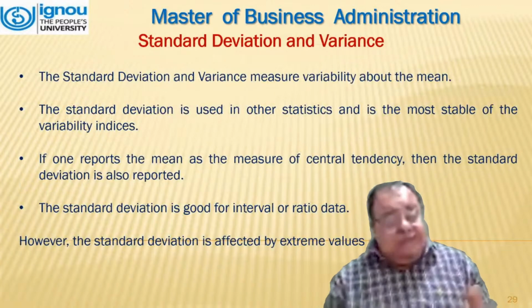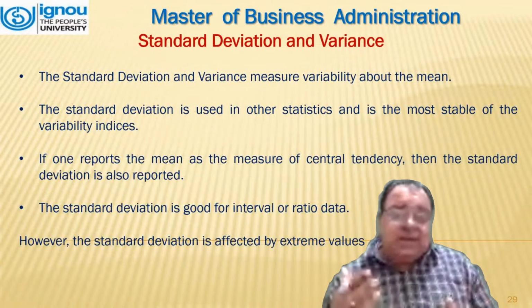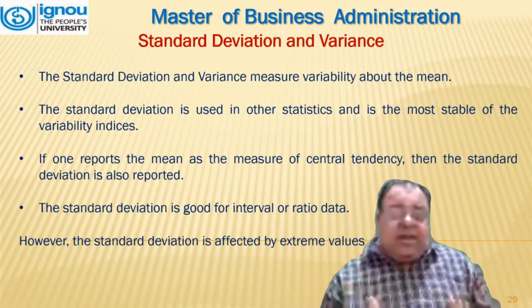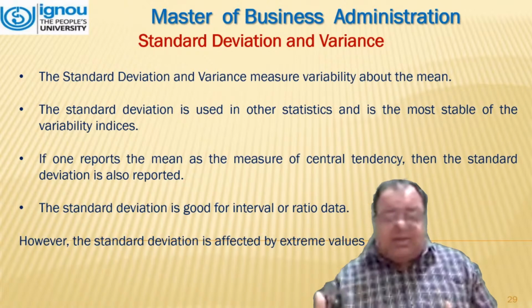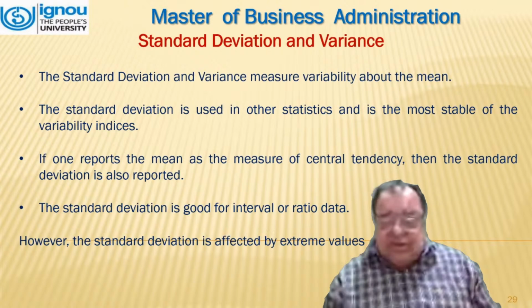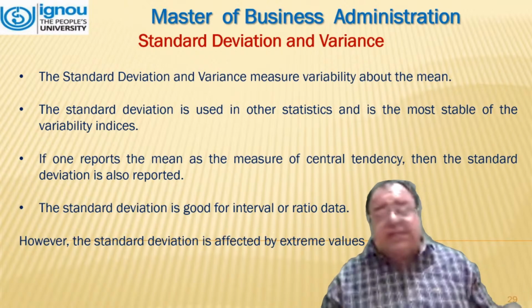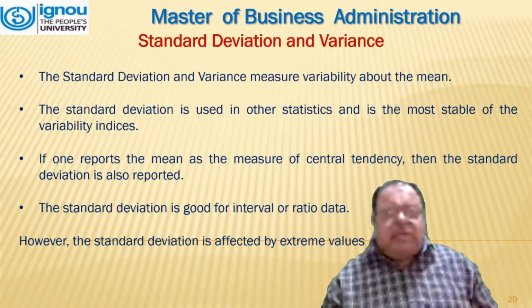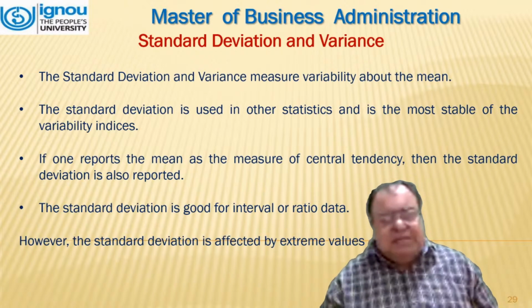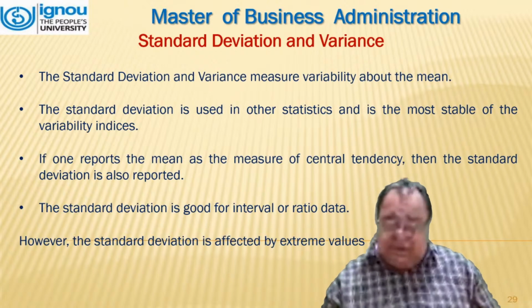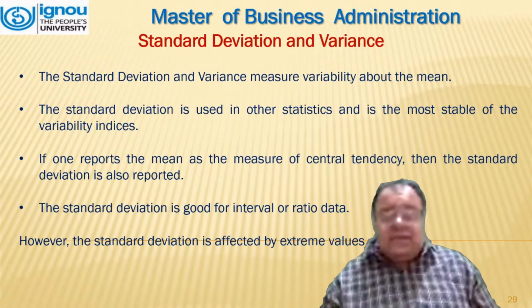Now, the most important part, that is standard deviation and variance. Standard deviation and variance measure variability about the mean. Standard deviation is used in other statistics and is the most stable of the variability indices. If one reports the mean as the measure of central tendency, then the standard deviation is also reported. The standard deviation is good for interval or ratio data.